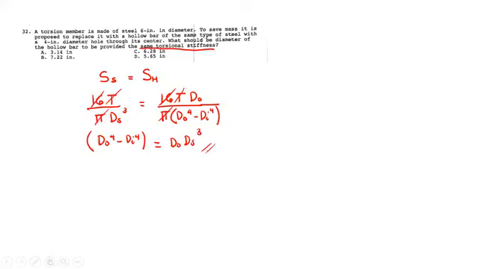So substitute. dO raised to 4, since we are looking for the outside diameter, minus the inside diameter of 4 raised to 4, is equal to dO times the diameter of our shaft, which is 6 inches, so 6 inches raised to 3. So we get dO here as 6.35 inches. So the answer is letter C.